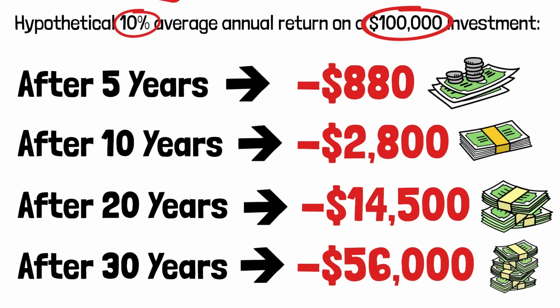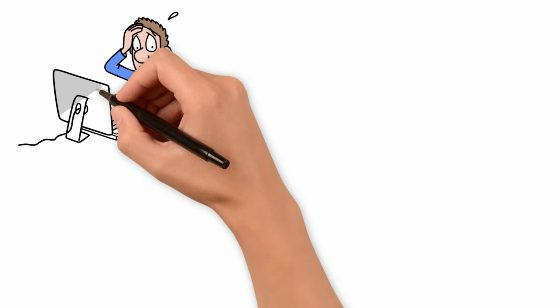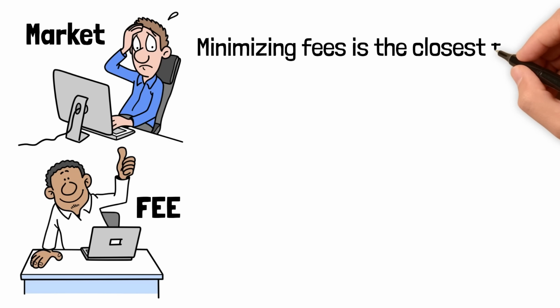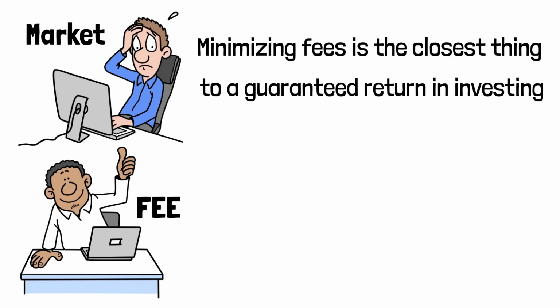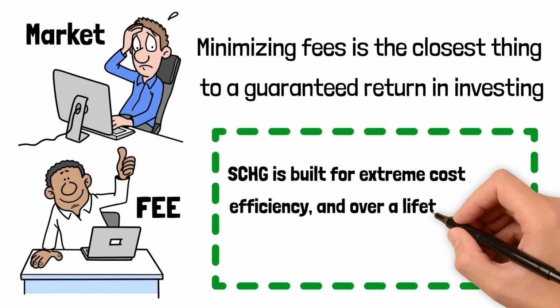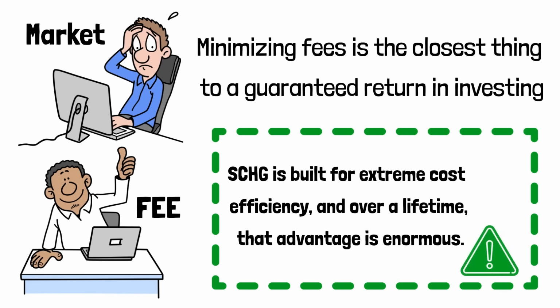You can't control the market, but fees are one of the few things you have absolute control over. Minimizing them is the closest thing to a guaranteed return in investing. The math is undeniable. SCHG is built for extreme cost efficiency, and over a lifetime, that advantage is enormous.